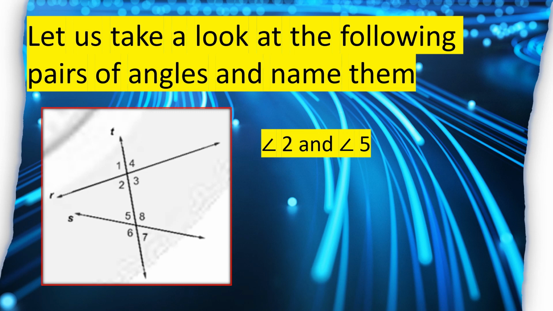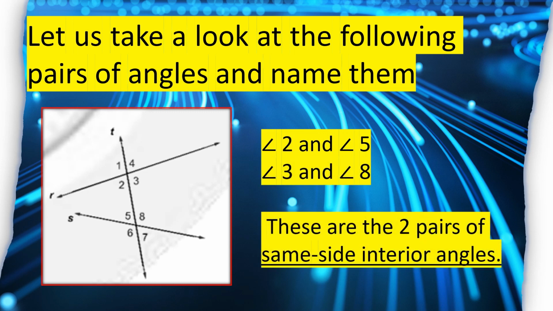So let us have angle 2 and angle 5, angle 3 and angle 8. These are the two pairs of same side interior angles. Same side interior angles are found inside the two lines and located on the same side of the transversal. As you can see, angle 2 and angle 5 are on the left side of the transversal line. Angle 3 and angle 8 are on the right side of the transversal line. These are the two pairs of same side interior angles.